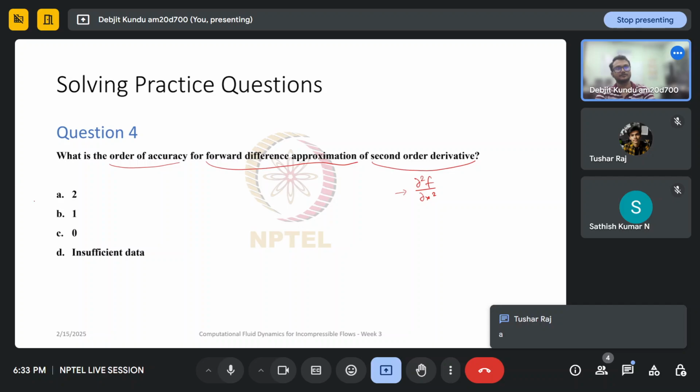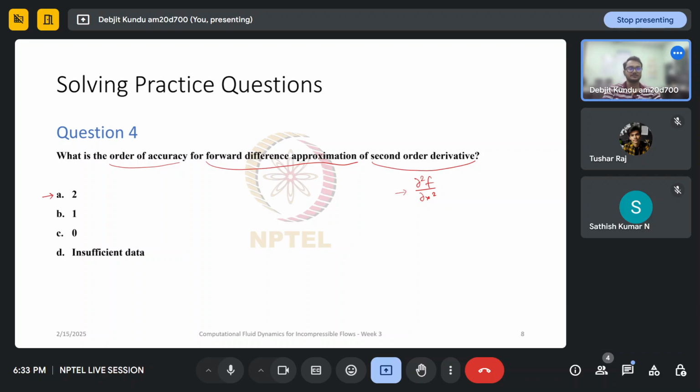Okay, we have one response in favor of option A. That is 2. Let's see what others have to say.